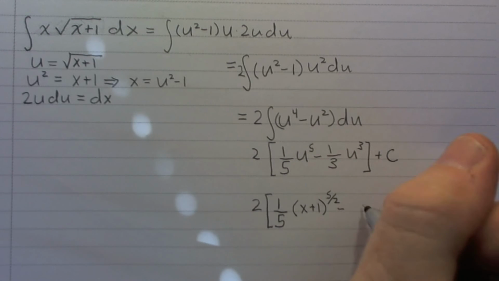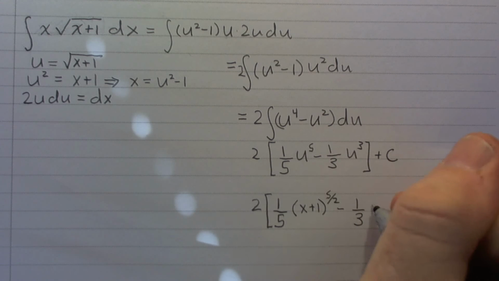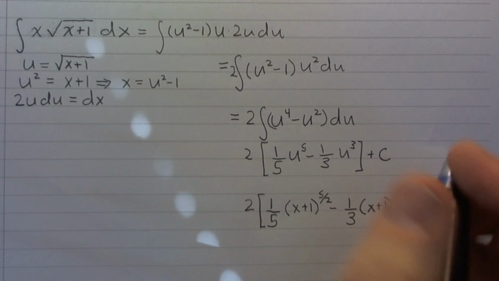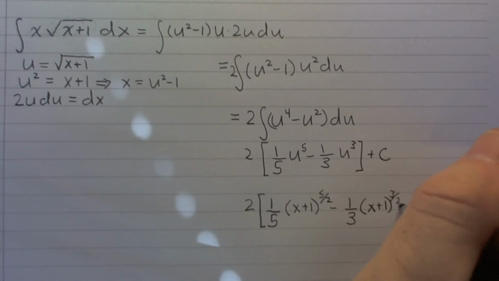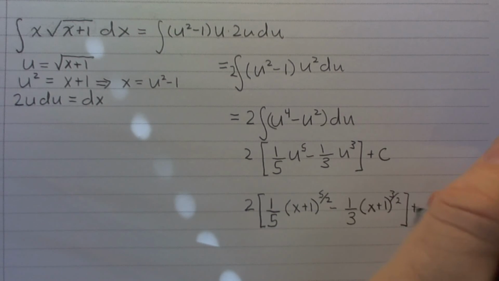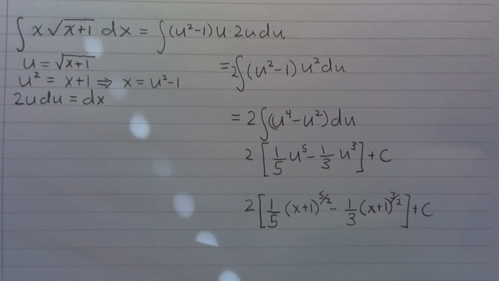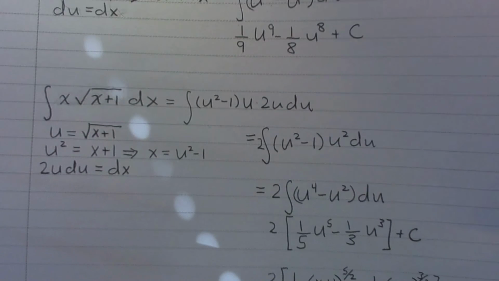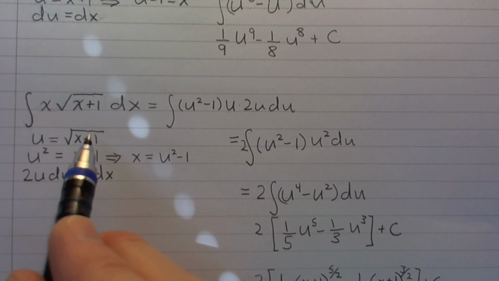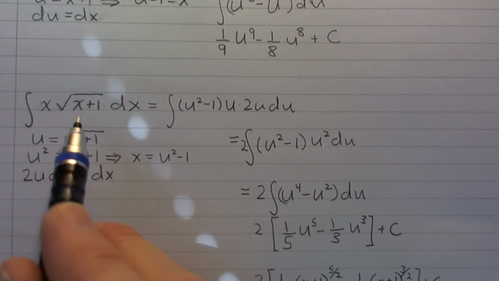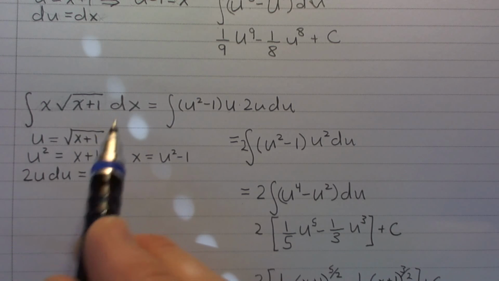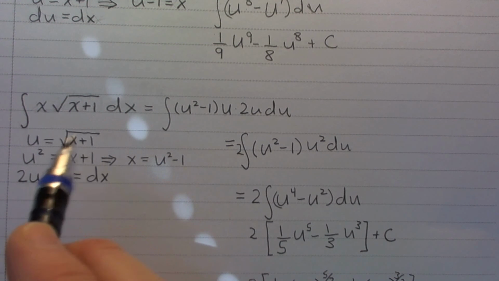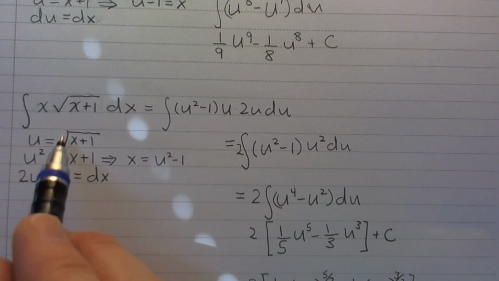Minus 1/3 x plus 1 to the 3/2, then plus c. And there you have it. And of course, you could have used substitution and let u be x plus 1, and you would have ended up with a radical in the problem. But sometimes it's nice just to let u be the entire radical.